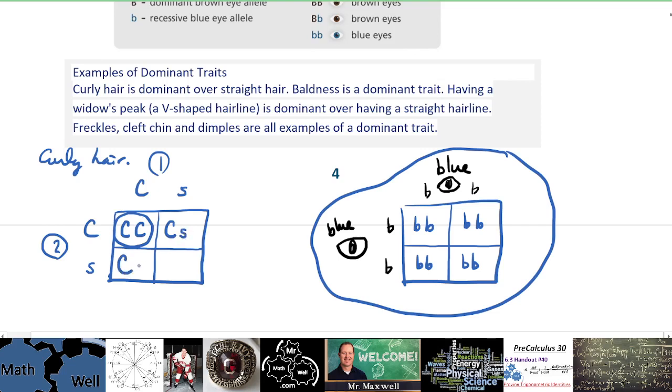This is a capital C and a little s, and this is 2 little s's. All right? So if you think about this, now, in my situation, my wife and I both have curly hair. Now, I don't have much hair anymore, but when I was your age, my hair was very curly. And my wife's hair was extremely tight curls. So we both have curly hair.